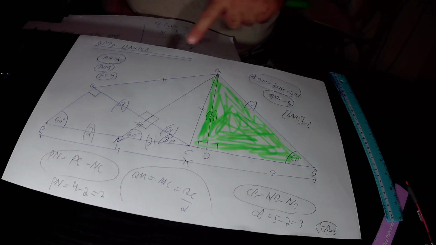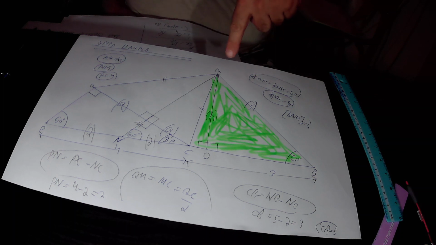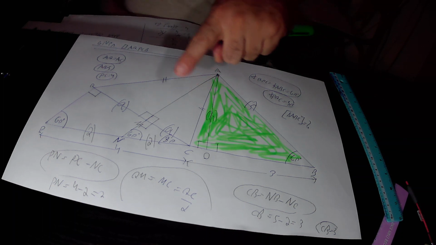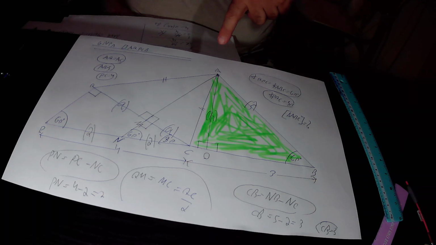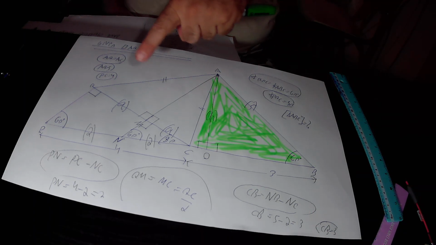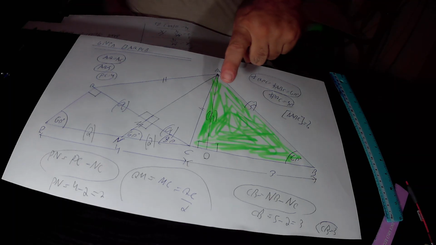Actually, triangle AQC is an isosceles triangle. Why is triangle AQC an isosceles triangle? Because side AQ equals to side AC. QC is the base of the isosceles triangle, triangle AQC. And we have the rule that states that the perpendicular to the base of an isosceles triangle bisects the base. So the perpendicular AM to the base QC bisects base QC. That is to say, divides the base QC into two halves.